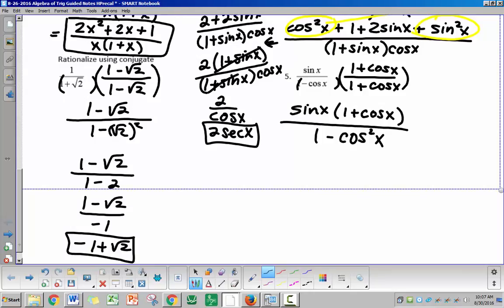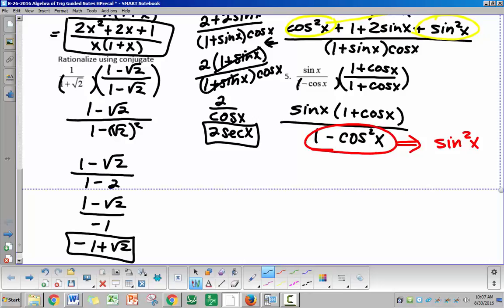You see anything? 1 minus cosine. Yes, let's look at that. 1 minus cosine squared x. Did we just discover that equals something? What does it equal? Sine squared x. So I can replace that using an identity, right?